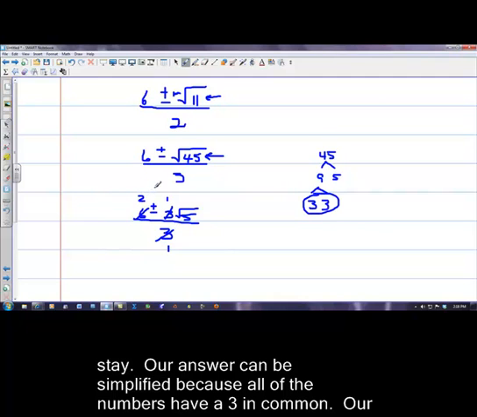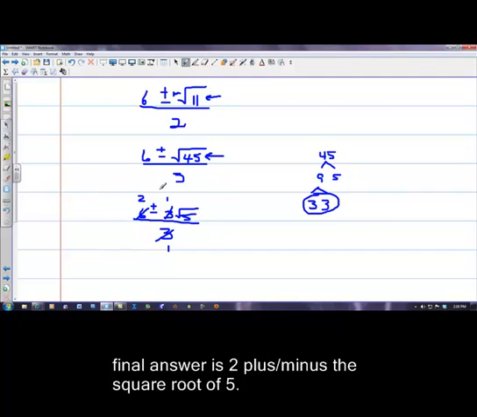And our final answer becomes 2 plus and minus the square root of 5. We don't need to put the 1 because it's the denominator, and when you have a denominator of 1, you don't need to put that. So again, our final answer would be 2 plus and minus the square root of 5. If this had been a -45, then we would have an I out here in front of the square root of 5.